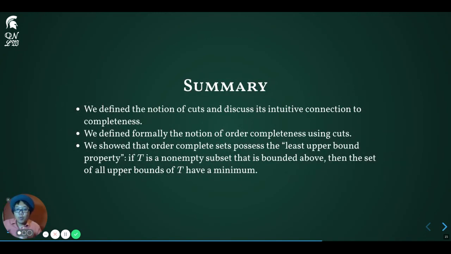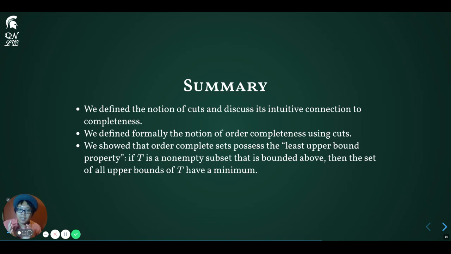This was a longer and more abstract lecture than the previous ones, so let me give a quick summary. First, we defined today the notion of cuts and discussed how it intuitively relates to the idea of completeness, specifically about missing points. Second, we defined formally the notion of order completeness in the language of cuts. Third, we showed that order complete sets possess the least upper bound property, that if T is a non-empty subset with an upper bound, then the set of all upper bounds of T has a minimum.